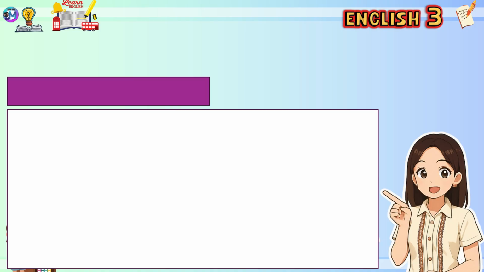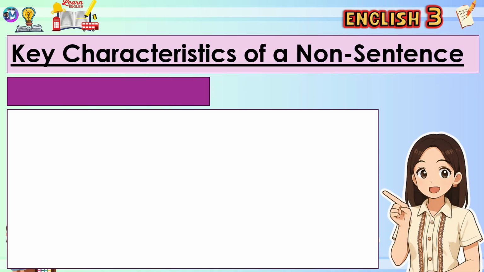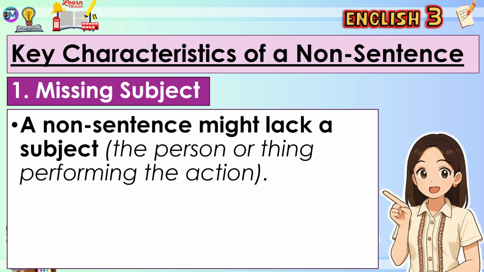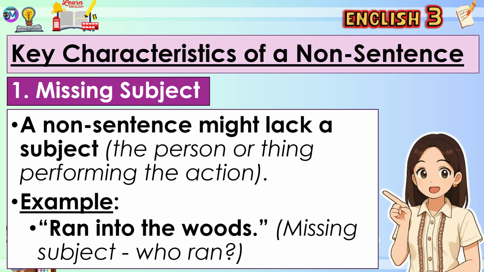To better understand what is a non-sentence, let's look at the key characteristics of it. First is missing subject. A non-sentence may lack a subject, which is the person or thing performing the action. For example, run into the woods. Missing subject, who ran into the woods?